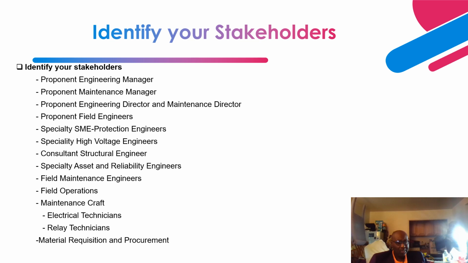Then also material requisition and procurement, because once you identify the gaps, then comes the corrective action sheets, right? Maybe you might identify a gap that requires a purchase of a component. Let's say you have an oil temperature indicator that is defective. Then you need to replace that. You need to create a corrective action that will replace that component. If you have a winding temperature indicator or an oil level gauge that is defective, you will need a material requisition procurement for that.